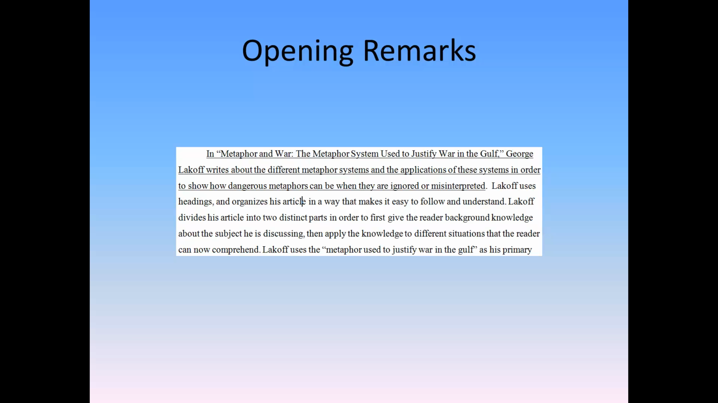We know which essay is being discussed. We know whose writing we're discussing, George Lakoff, and what he discussed in his essay. Seems like different metaphor systems, as well as applications. And then finally, the purpose of that source text. Apparently, this Lakoff writer wanted to show how dangerous metaphors can be.